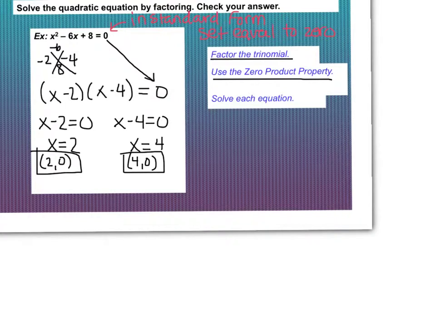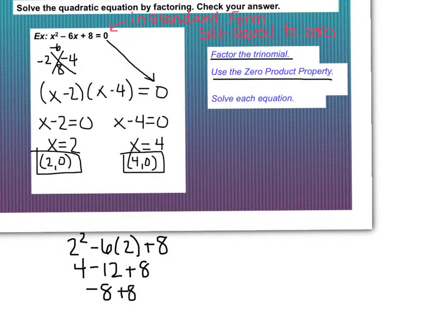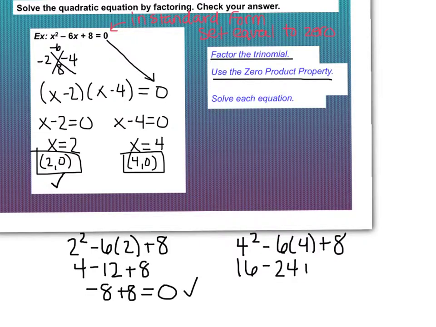We're going to plug in 2 for each x, and we should get the quadratic equation equal to 0. So we plug in 2, and I get 2 squared minus 6 multiplied by 2 plus 8. I get 4 minus 12 plus 8. Negative 8 plus 8 is going to equal 0. So that checks off for our first solution. I'll put a check there. And now let's check our second solution. 4 squared minus 6 times 4 plus 8. I get 16 minus 24 plus 8, which gives us negative 8 plus 8.